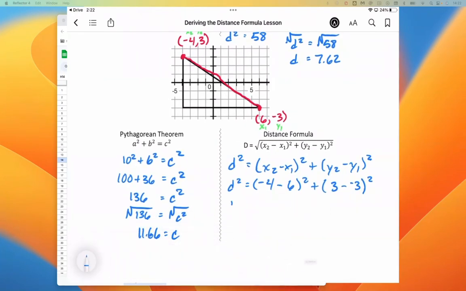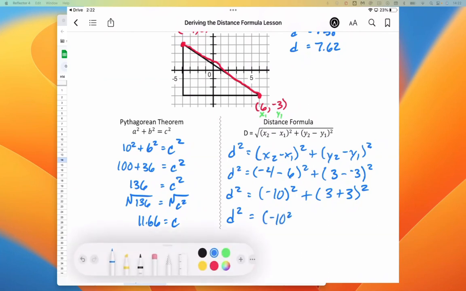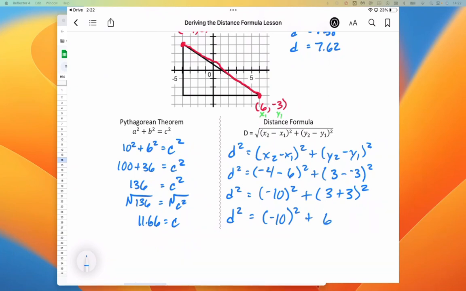So we got to do a little bit of math here. So d squared is equal to -4 minus 6 is -10 squared plus 3 minus -3. I'm going to rewrite that as 3 plus 3. I'm going to take the time to do that every time because I don't want to make a silly mistake. So d squared is equal to -10 squared plus 3 plus 3 is 6 squared.